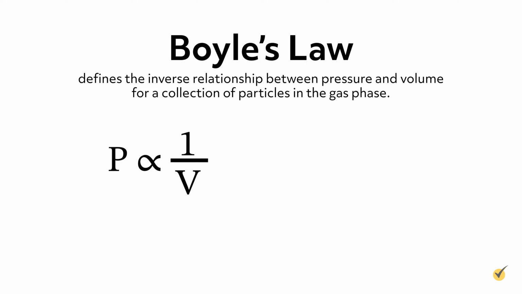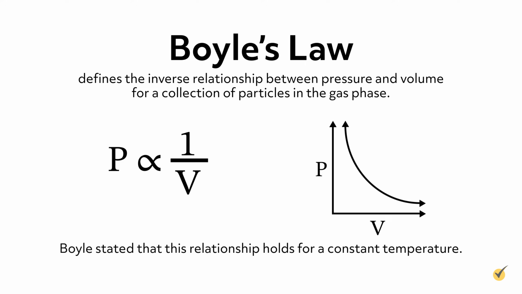Boyle's law defines the inverse relationship between pressure and volume for a collection of particles in the gas phase. As you can see from this graph, as the volume increases, the pressure decreases. Boyle stated that this relationship holds for a constant temperature. However, we want to put this in a simplified, more concrete context by saying that the number of gas particles, or moles of gas particles, should also be held constant.